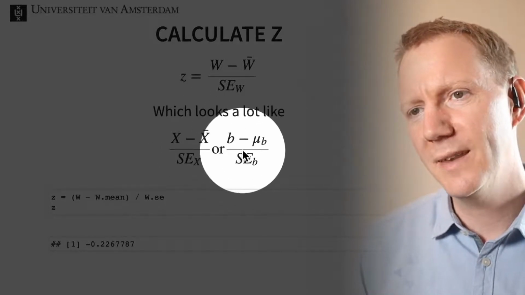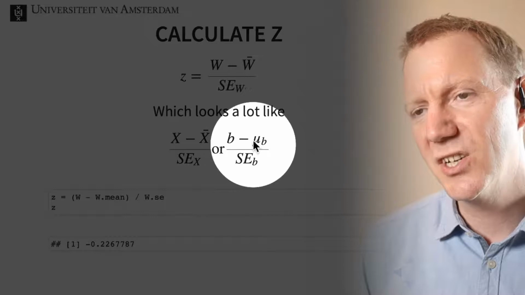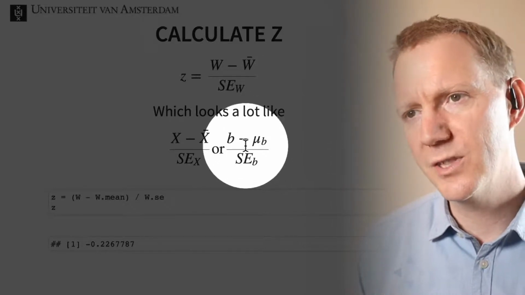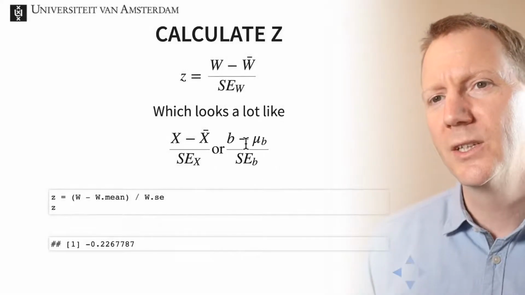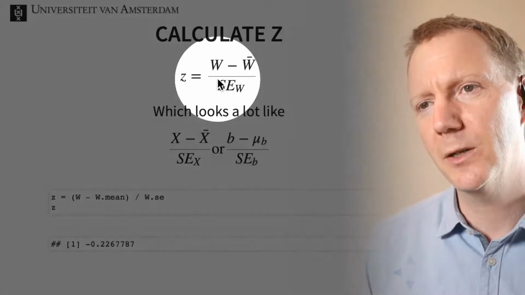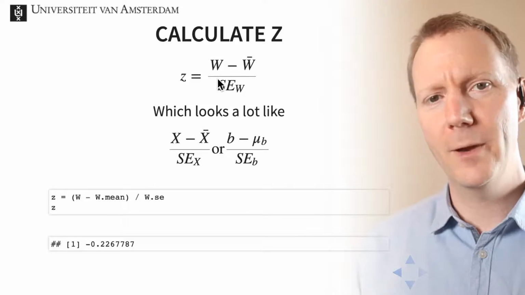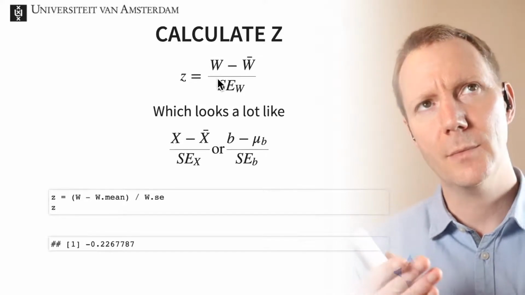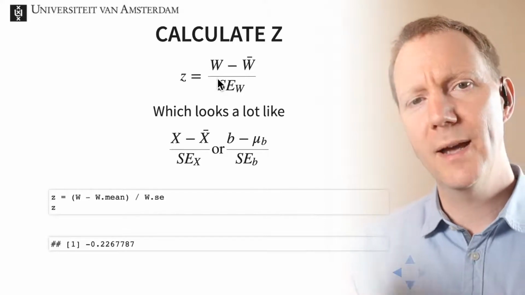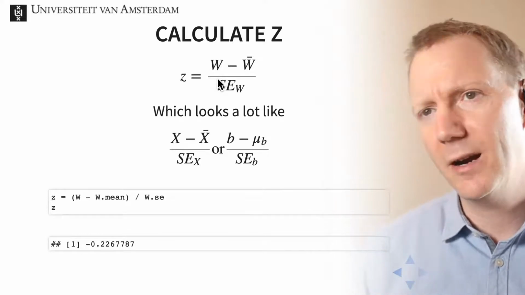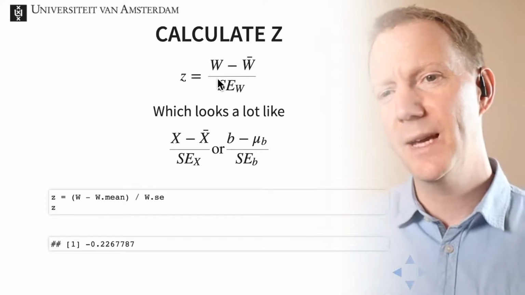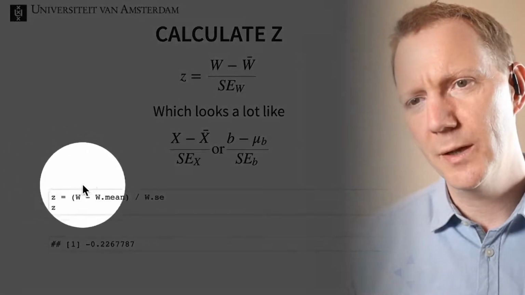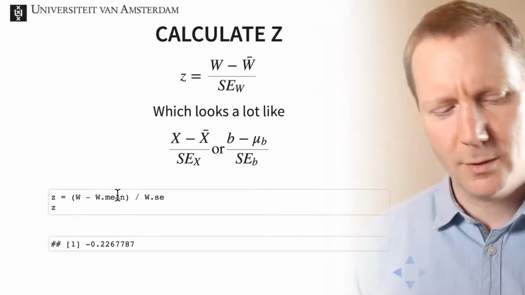And if you would do that with the regression analysis, it's also the same for calculating a beta coefficient, for example. So it's the same trick that we are applying. So we have our actual W score, we have the mean of the W, we have the standard error of the W. If we apply this, we get a Z score, and that is what we're doing right here, applying the Z score.